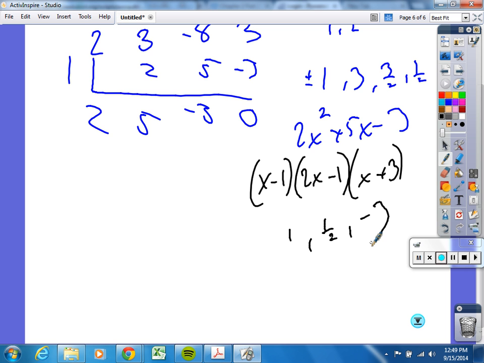Sir, yes, sir. Where did the x minus 1 come from? X minus 1, if I wanted to put it in factored form, we already noticed that 1 was a factor, so therefore I put that down as a factor. Answer your question?